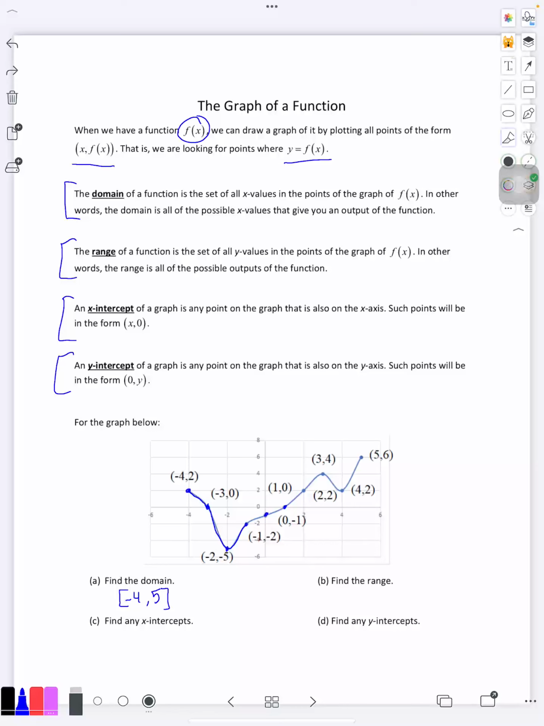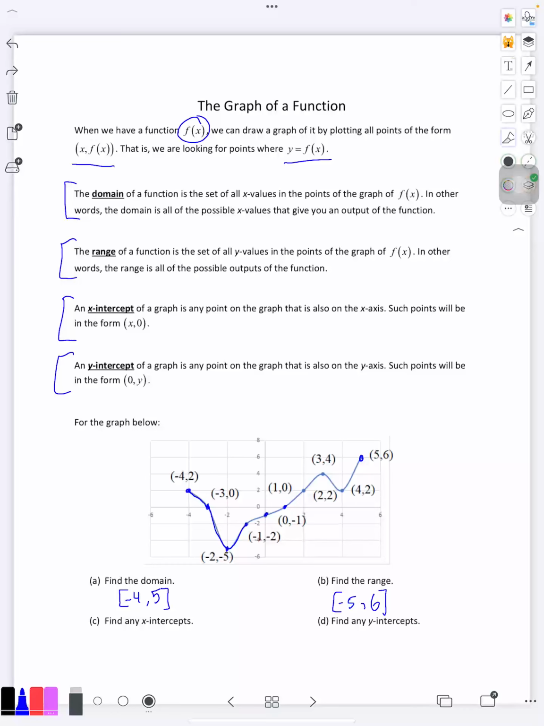On the other hand, for the range, that's the y values. It looks like the lowest y value I see is -5. And every y value between there and 6, up at this point, those all exist somewhere on the graph. So therefore, -5 to 6 would be the range.